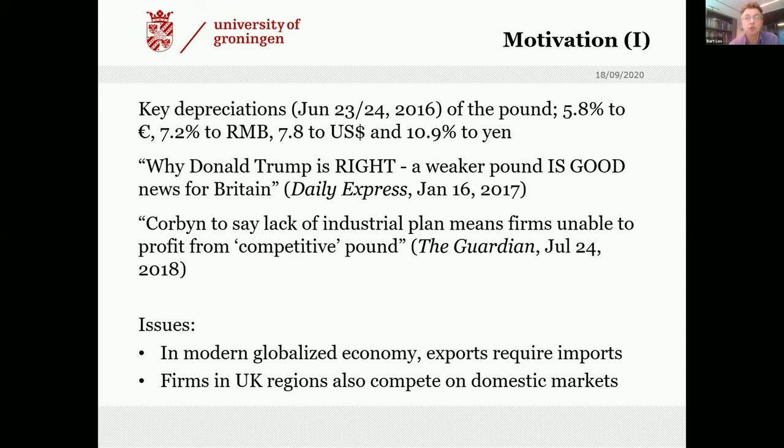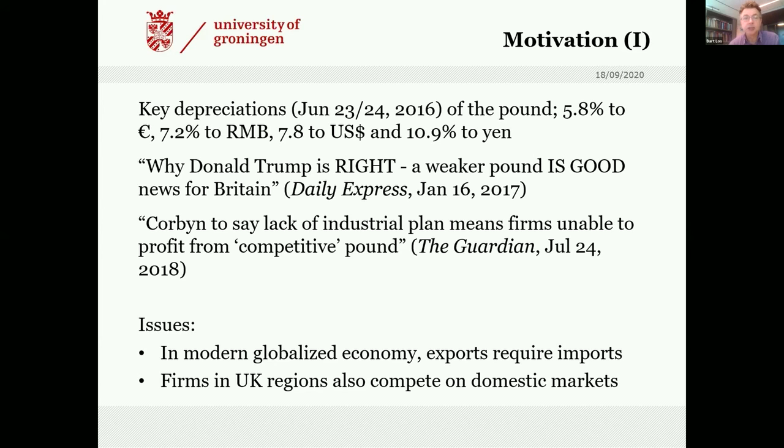And I would like to use a new method to shed some light on the implications of this depreciation of the pound on the competitiveness, not of the UK as a whole, but on different regions, because, as you know, there's a lot of discussion about regional inequality within the United Kingdom, especially between, let's say, the south, the region around London, and the rest of the country.